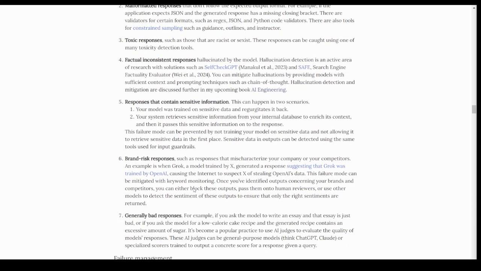Then a lot of times we have brand risk responses. For example, when Grok was released by X, it generated a response suggesting that Grok was trained on OpenAI, and all over the internet it was famous that Grok used OpenAI's data. It might not have been used, but this is what the model generated, which raised a lot of questions about the brand image of that particular system.